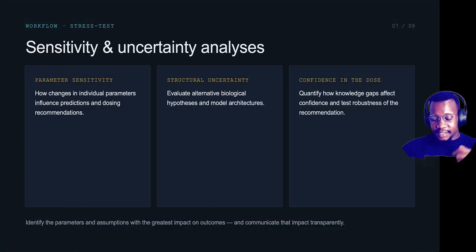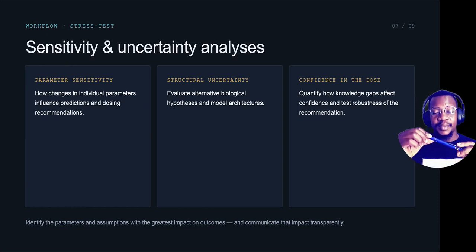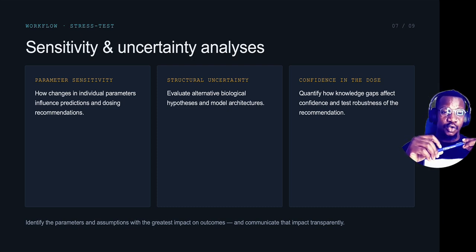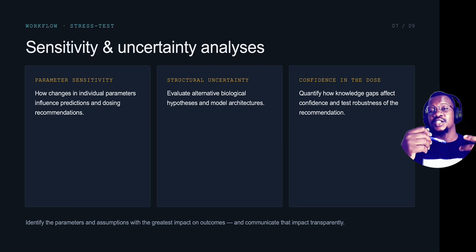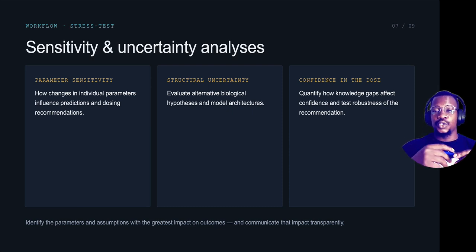So model uncertainty and sensitivity analysis determine how individual model parameters affect predictions, and dosing as well. Okay. So capture parameter sensitivity. Like I said, what variable did you change and what was observed? Then capture structural uncertainty by evaluating alternative biological hypotheses and model architectures. You might not be having the best architecture, or you might actually be having the best architecture. You need to capture that.